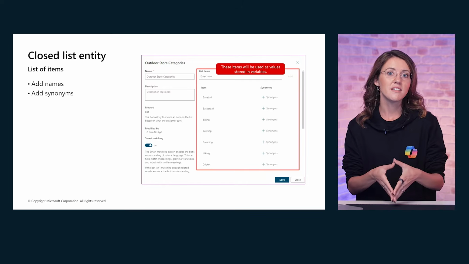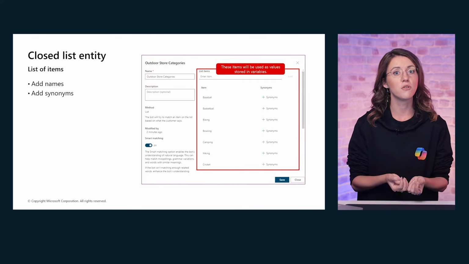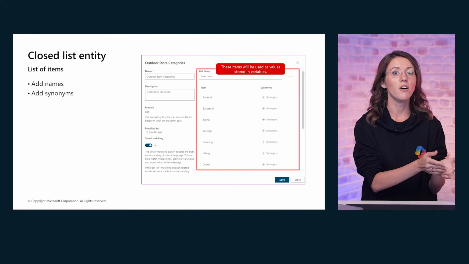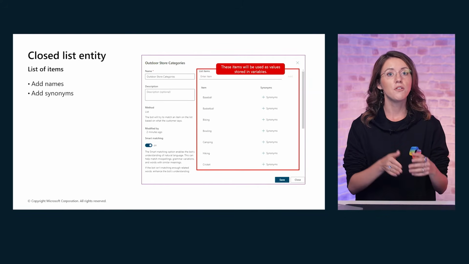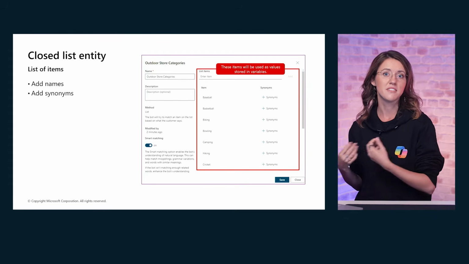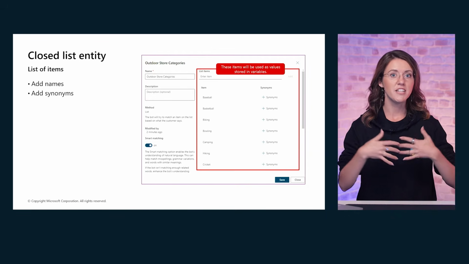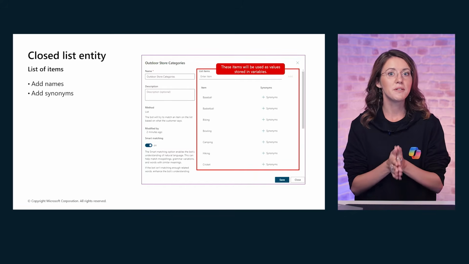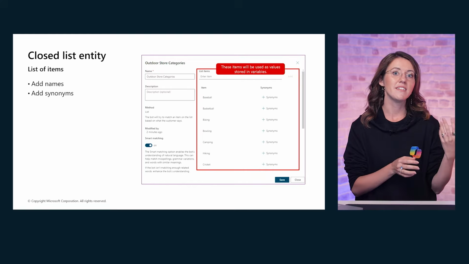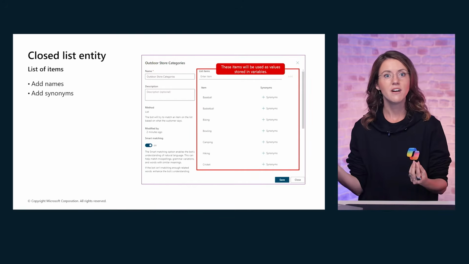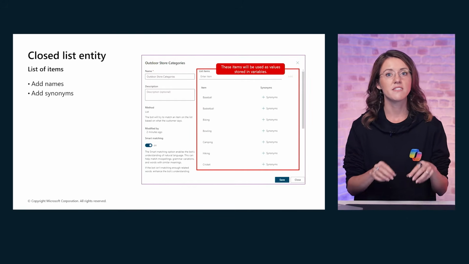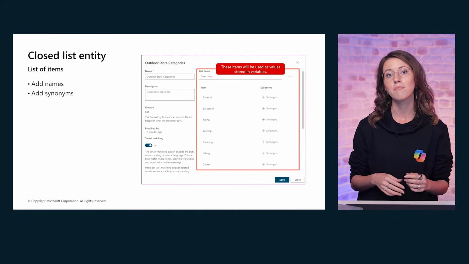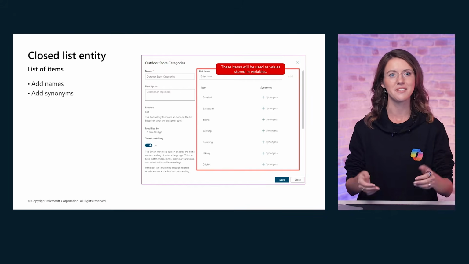You can also add synonyms, alternative words that mean the same thing. So if car is on your list, you might include automobile or vehicle as synonyms. Smart matching takes this step further. It helps your app recognize variation, like understanding that mon means Monday. With closed list entities, synonyms, and smart matching, your app becomes more intuitive and better at understanding user input.